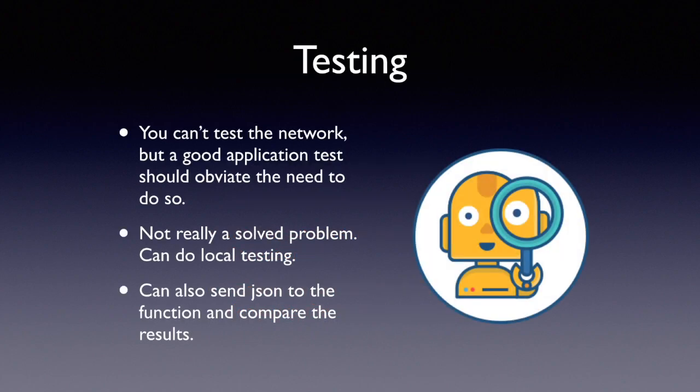And testing is really just a difficult problem in general. You can't test the network, for example. If you write your application well, hopefully you've done good defensive programming practices, where you can protect yourself from most of the network failures. But you can do some local testing, but you can't really mess with the lambdas itself. You can also send your JSON to the function and compare the results, but again, testing in general with Lambda is just pretty difficult right now because there just isn't a lot of infrastructure.